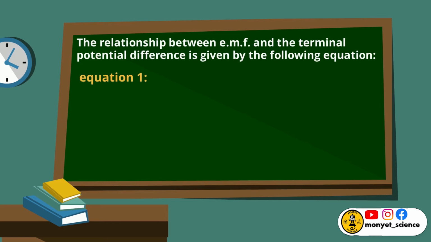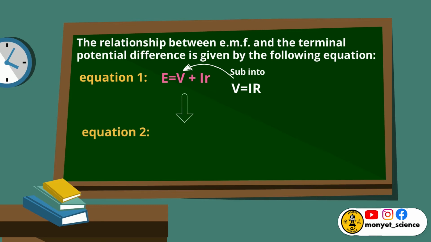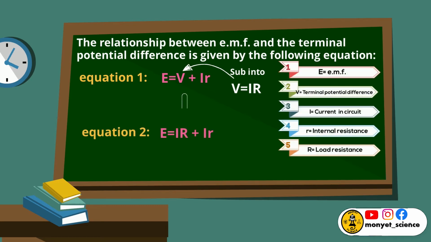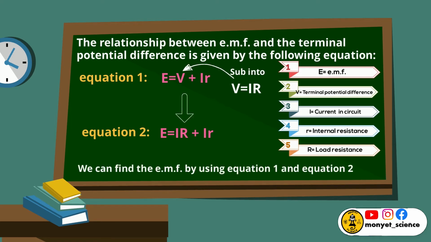The relationship between EMF and the terminal potential difference is given by the following equation. E is equal to V plus Ir. Since we know that V is equal to IR, we can say that E is equal to IR plus Ir. The definitions for each term are given on the right side of the board.